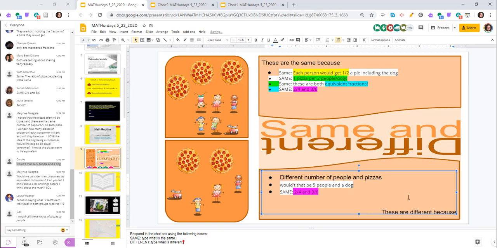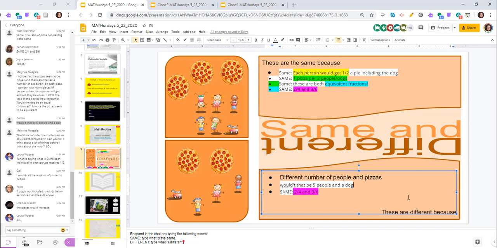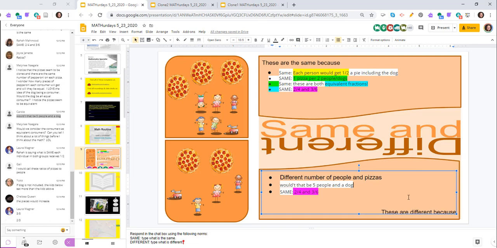So how would the fractions change if we're not going to give the dog any people food? Okay. How would those fractions change? So it would be, so then we would have 3/5 and 2/3, which is not equivalent. So they would be different.